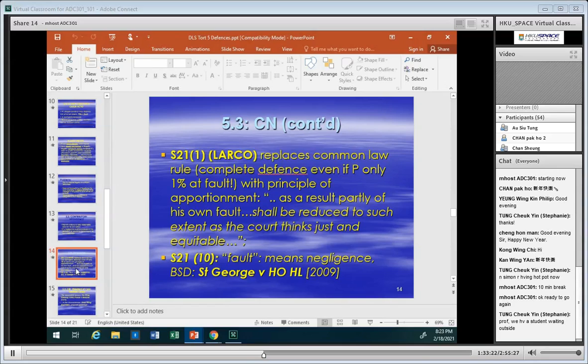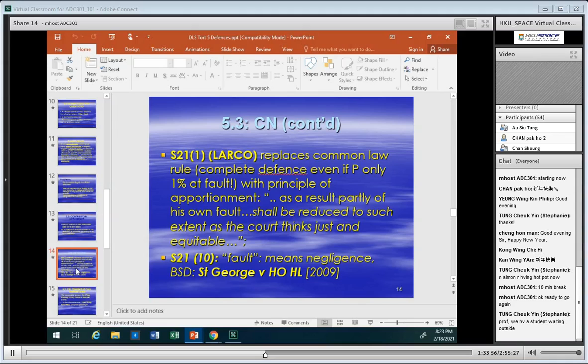Now, there's a lot of case law on contributory negligence, because contributory negligence used to be a total defence. It replaces, but now we have legislation. And as I mentioned before, you must know section 21 of LACO, the Law Amendment Reform Consolidation Ordinance. So we're on page 130. And we need to look closely at the wording of section 21, sub 1.